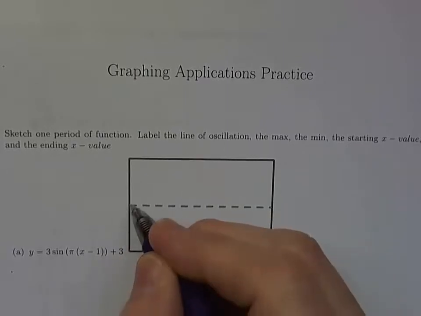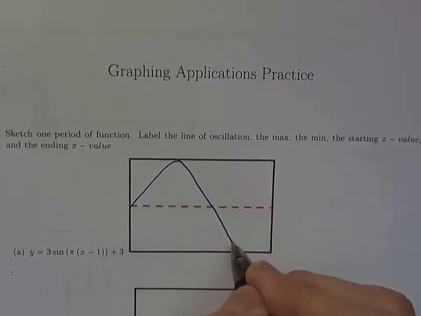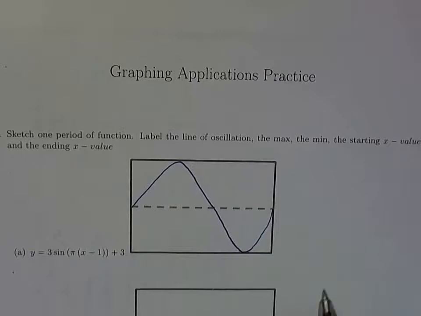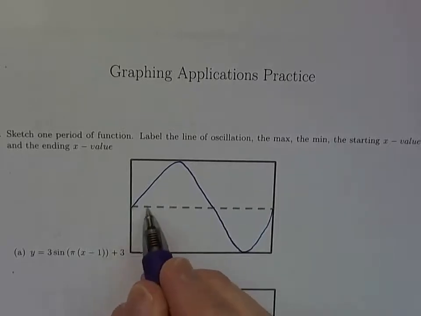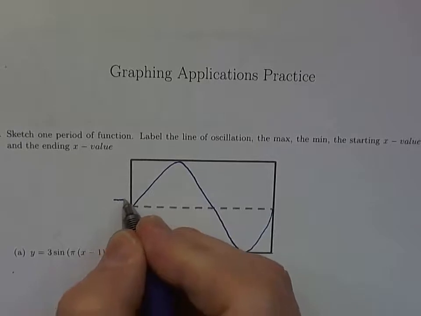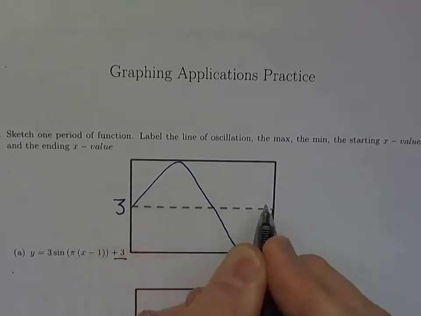Let me go ahead and draw the sine graph, just the basic shape. Looks something like that. Okay, and normally this is the line y equals 0. This is the x-axis, but this graph has been shifted up 3 units. So that line of oscillation is y equals 3. This is what the graph oscillates about.